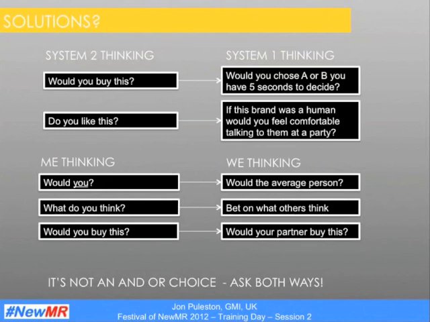And the other area is moving away from me thinking to we thinking. So instead of saying what would you do, ask people what they think the average person might do. What do you think? Get people to bet on what other people will think. Would you buy this? Would your partner buy this? So getting people to look at these things in more than one dimension. And it's not a choice. I'm not suggesting you flip over to asking all your questions in this way. I'm suggesting you ask in both ways, mine the two different sets of thinking, and look at the differences in the answers.